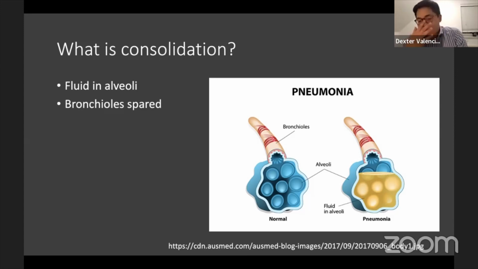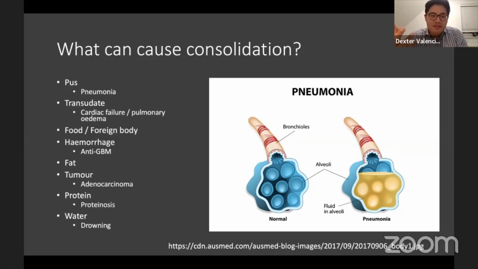Let's talk about consolidation. In simple terms, let's think about the alveoli. If you fill the alveoli with fluid, that will produce consolidation. And usually the bronchioles above that are spared. And what could that mean? A lot of people will talk about consolidation, and as soon as you say that, they'll say, oh, that's infection, that's pneumonia. Technically, it's not, but we use it so frequently that it's become synonymous and people use that term. So if you have pus in the alveoli, you'll get pneumonia.